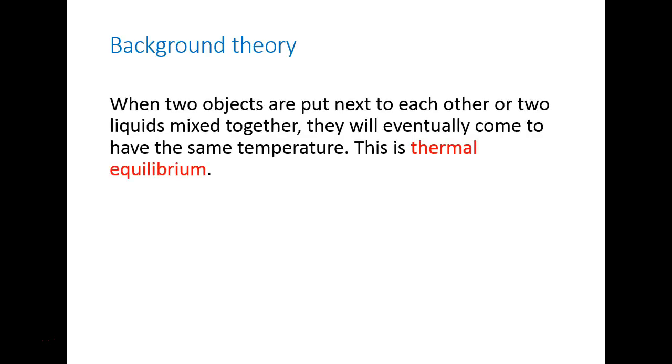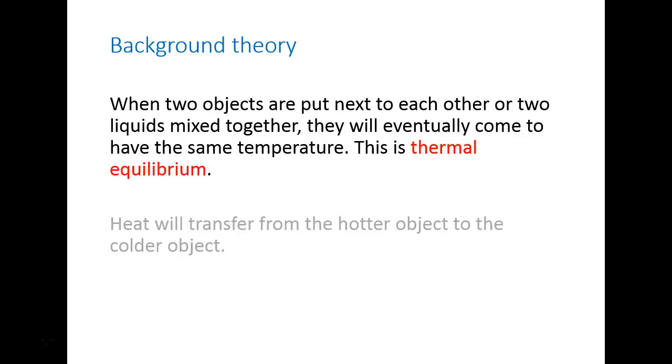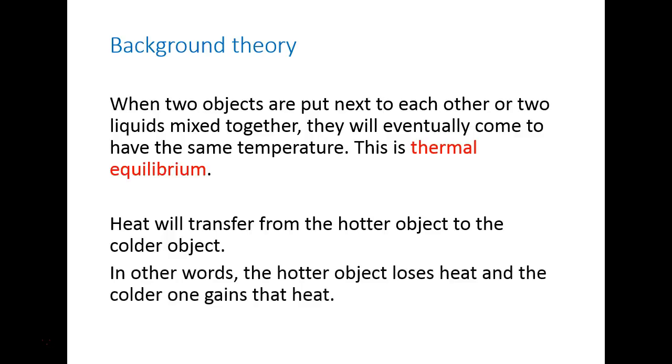First, some background theory. When two objects are put next to each other, or two liquids mixed together, they will eventually come to have the same temperature. This is what we know as thermal equilibrium. In thermal equilibrium, heat will transfer from the hotter object to the colder one. In other words, the hotter object loses heat and the colder one gains the same amount of heat. So we express this as heat loss is equal to heat gain.